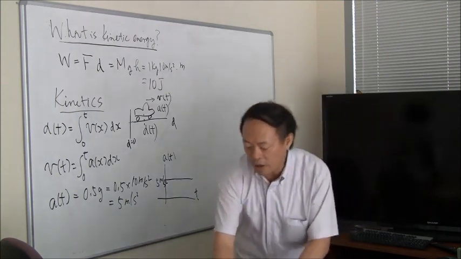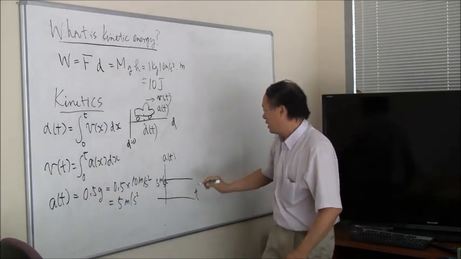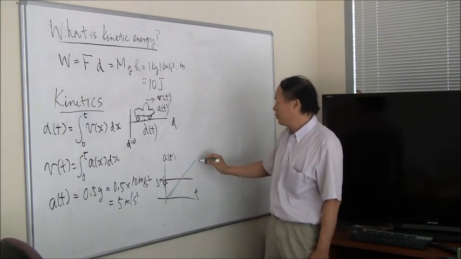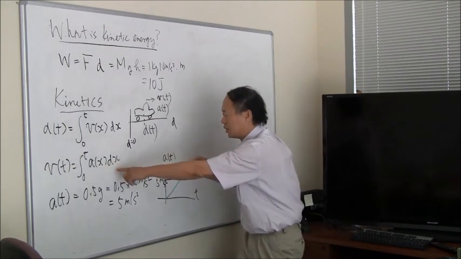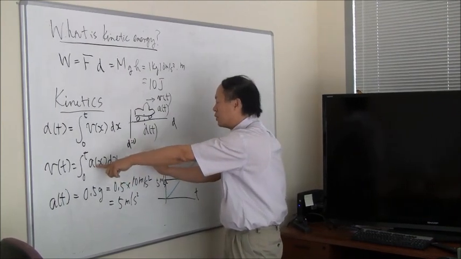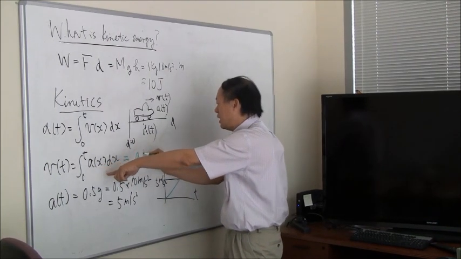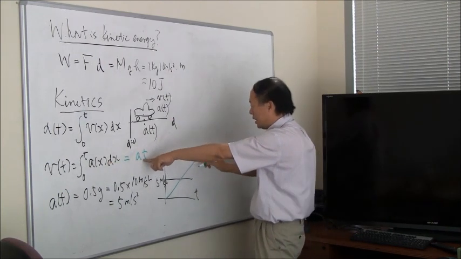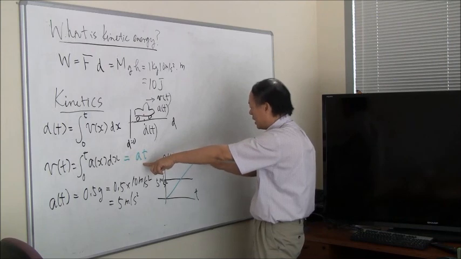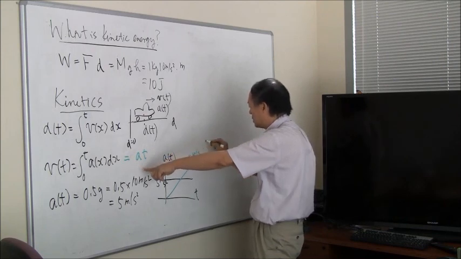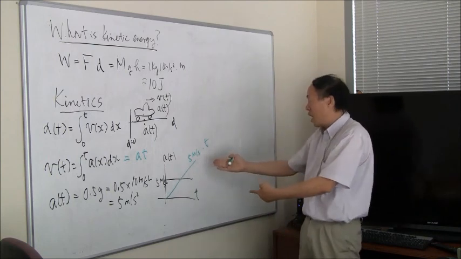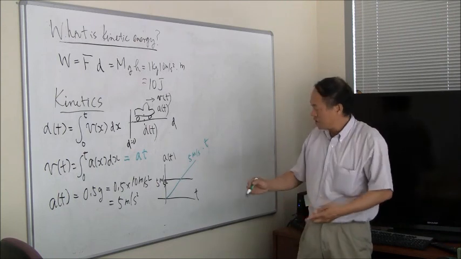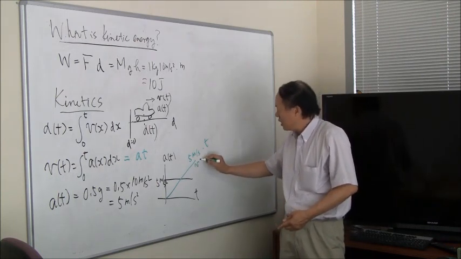If you go further to look at what then is the velocity as a function of time, and I use a green color here, if you do the integration, that would be equal to a times t, because a is constant. So this would be 5 meters per second squared times t. This would be the velocity of the car, which increases as time increases, and this is v of t.